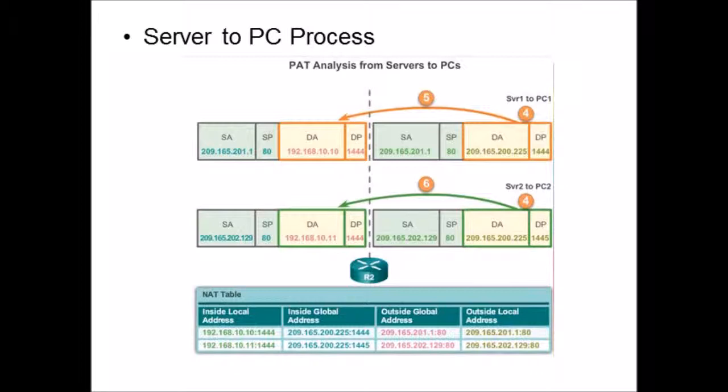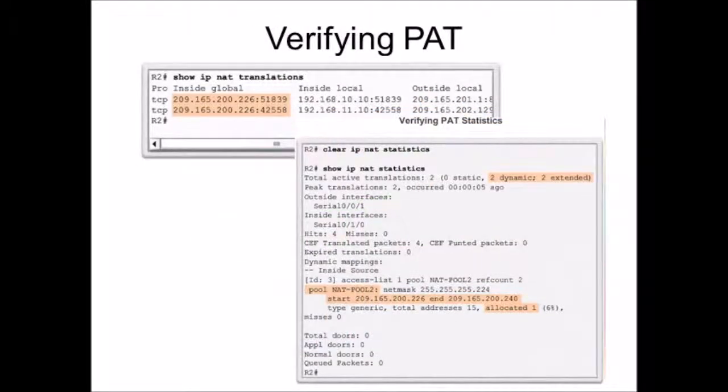The destination IPv4 address is changed to 192.168.10.11. In this case, the destination port must also be modified back to its original value of 1444, which is stored in the NAT table, and the packet is then forwarded to PC2. Verifying PAT. The same commands used to verify static and dynamic NAT are used to verify PAT, as shown in the image.